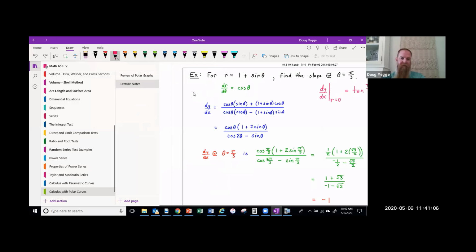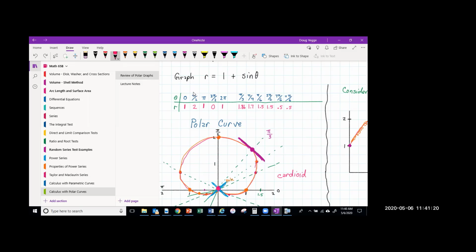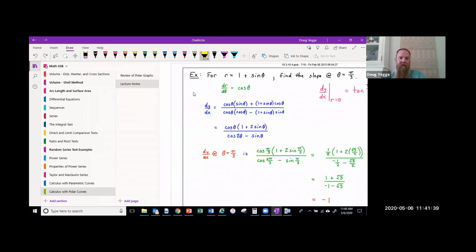I'll tell you why it's not pi over 3. Let's go back to our graph. Pi over 3 is not where the pole is, because this is the point at pi over 3. That is not the point at the pole. So then should it be 3 pi over 2? Isn't that where the radius is 0? We did that work earlier. We saw that the pole occurred at 3 pi over 2. But let's say that we didn't have the graph and we were just doing this by hand. How would I do that?